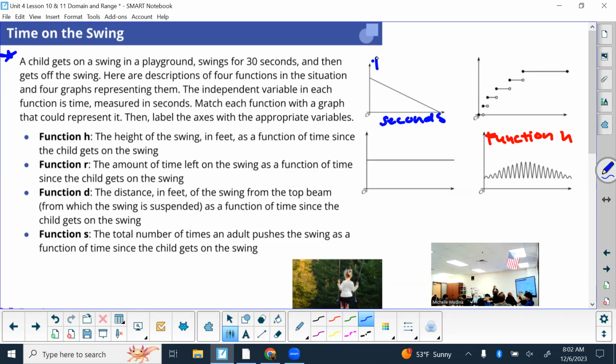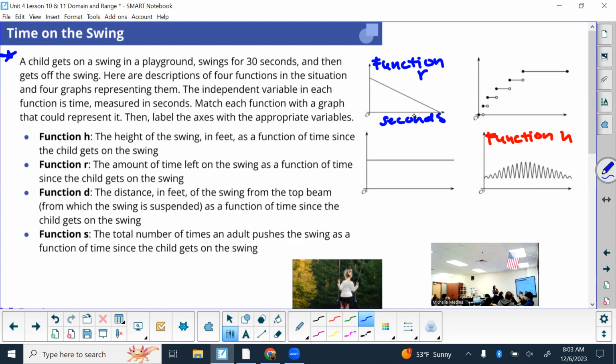Okay, the first one, matching to function R. All right, so the amount of time left on the swing as a function of time since the child gets on the swing. So say they're on the swing for 30 seconds. At 15 seconds, how much time do they have left on the swing? 15. At 20 seconds, how much time do they have left on the swing? So as the time continues, the time left decreases at a constant rate. So I would agree with that one.